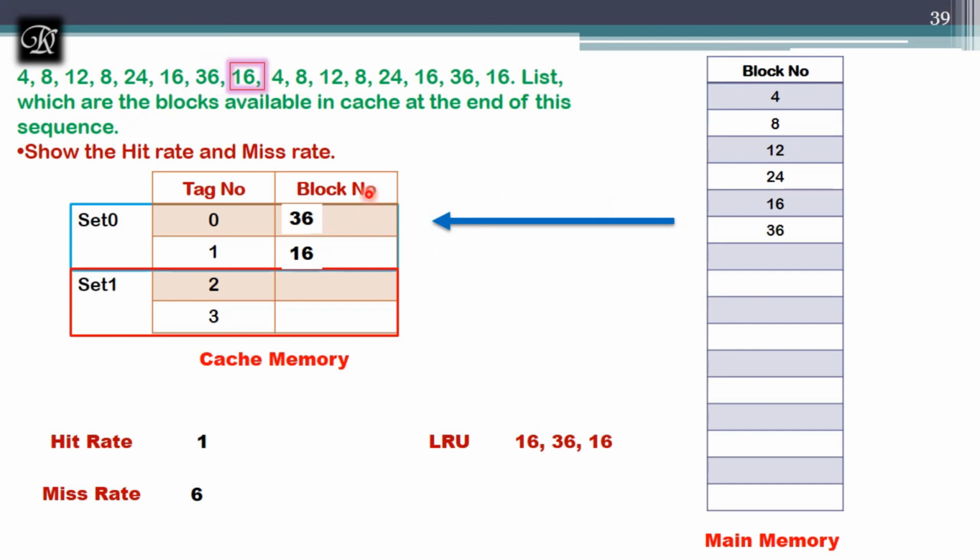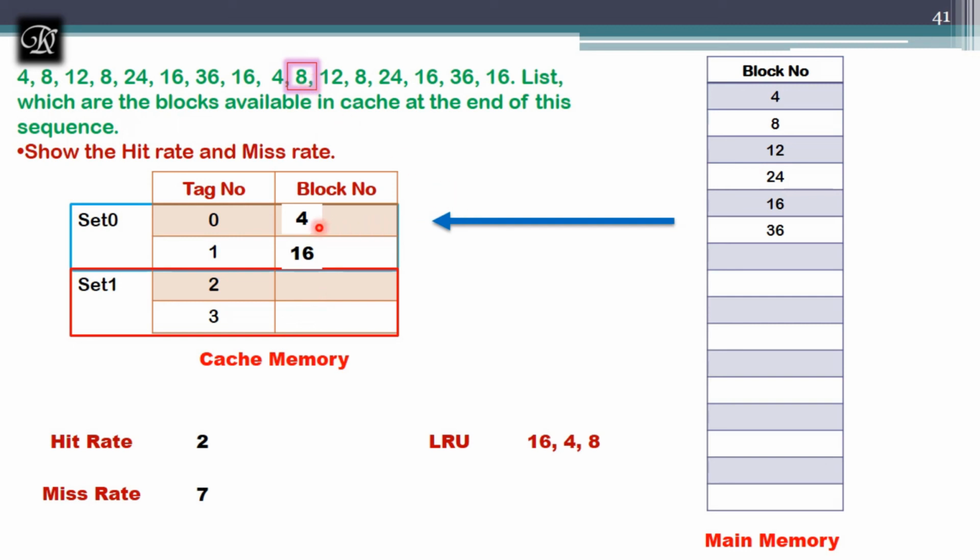Again there is a request for 16. Yes, 16, I need not replace because it is already available. My only job is to update LRU and increase the hit rate. Take up 4. 4 is not available in the cache. Again find the set number and decide which block has to be replaced, that is 36 with 4, and increase the miss rate.